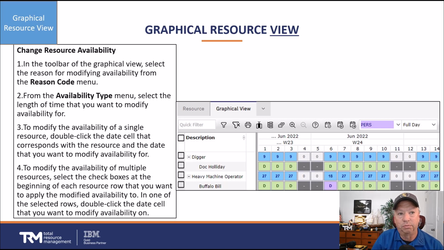You can do that for multiple resources as well, by choosing their boxes over on the left-hand side. So changing that availability is a little tricky, but if you remember that double click, then you'll be good to go. And one thing I forgot to mention is that the resource list is based upon a calendar and the shift. Those are the key sources of data, if you will.